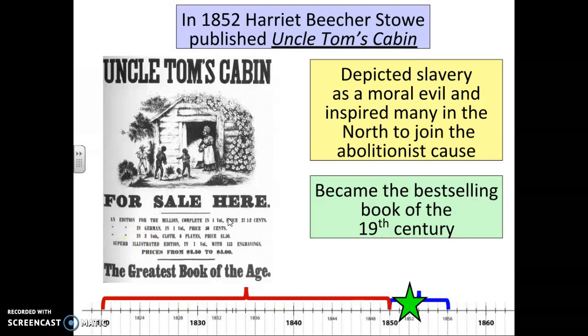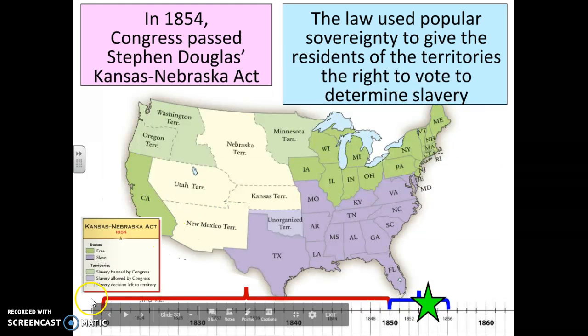Another huge abolitionist work that is going to help raise the ideas of abolition is the writing of Uncle Tom's Cabin in 1852, written by Harriet Beecher Stowe. This actually becomes the bestselling book in the U.S. during this time period. It portrays slavery as a moral evil and will inspire many in the North to join the abolitionist movement.